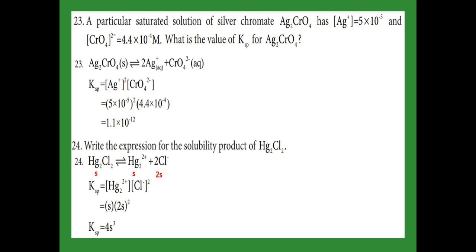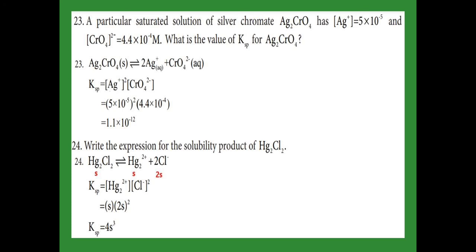Then the solubility product for silver chromate is the concentration of Ag plus to the power of 2, because it is 2 moles, and chromate is only 1 mole, so it is not necessary to put a power. Then the concentration of silver plus is 5 into 10 power minus 5, the whole squared, and the concentration of chromate is 4.4 into 10 power minus 4. After multiplication we get the solubility product 1.1 into 10 power minus 12.